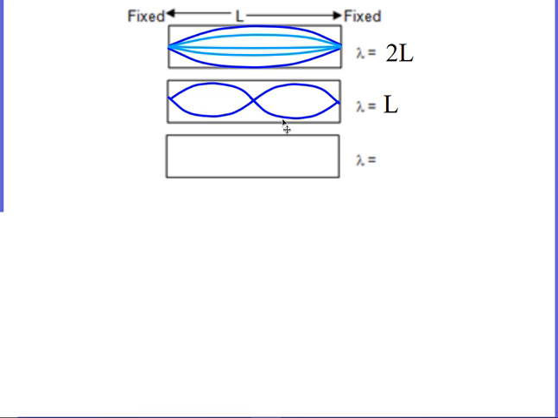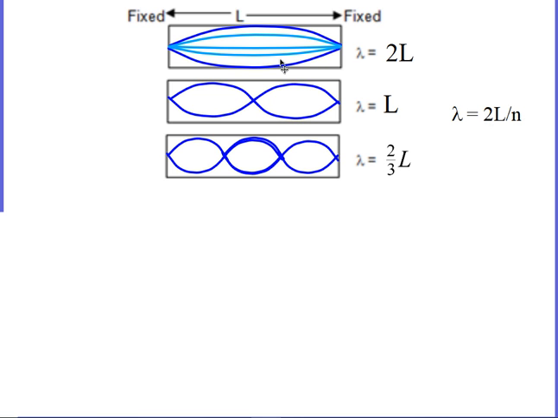And the next picture, a node at both of these fixed ends, but we add one more node in the middle. Stop the show, draw it. This is what you should have gotten. I have divided L into 3 equal parts, and it takes 2 of them to make a wavelength. So I hope you can see that this is 2L over 1, 2L over 2, 2L over 3. The next one, yes, it's going to be 2L over 4.